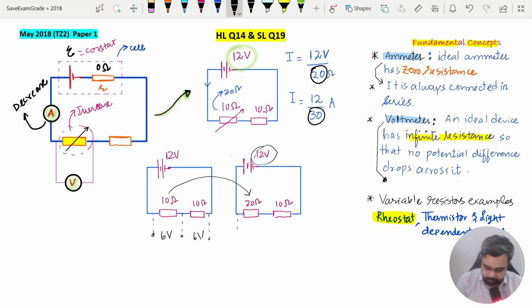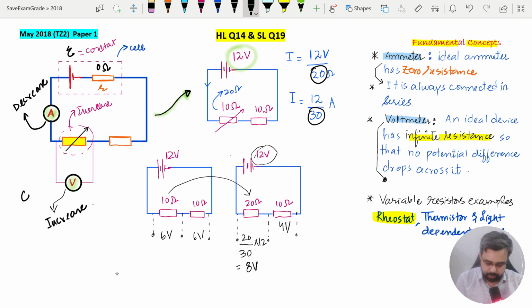What do I mean? I mean that now 2/3 of the voltage will be on this resistance, meaning 20 over 20 plus 10, that is 30, multiplied by 12, which means 2/3 of this 12 volt will drop on the 20 ohms. It means the voltage across this will increase. 2/3 means now it will have 8 volts and the other will have 4 volts. So the right answer is option C, which says that the voltage across this variable resistance will increase and the ammeter reading will decrease.